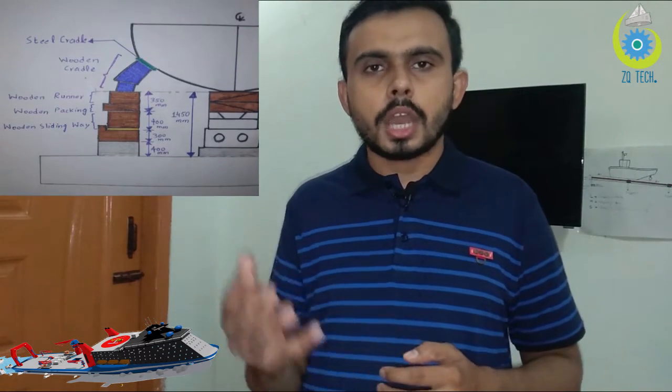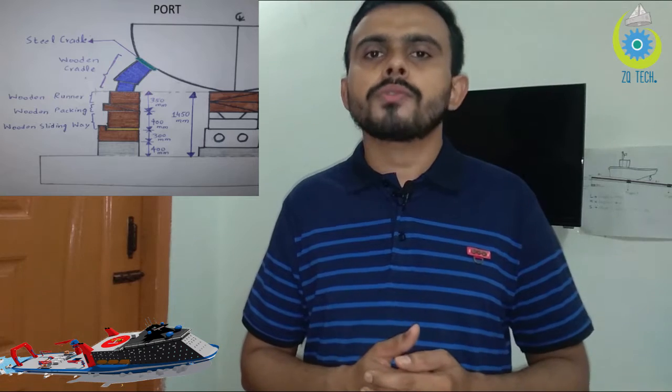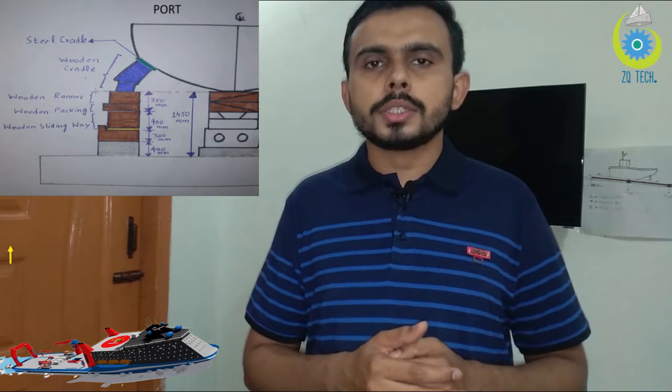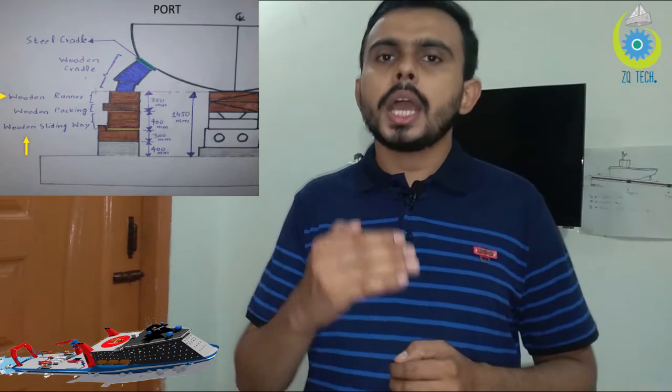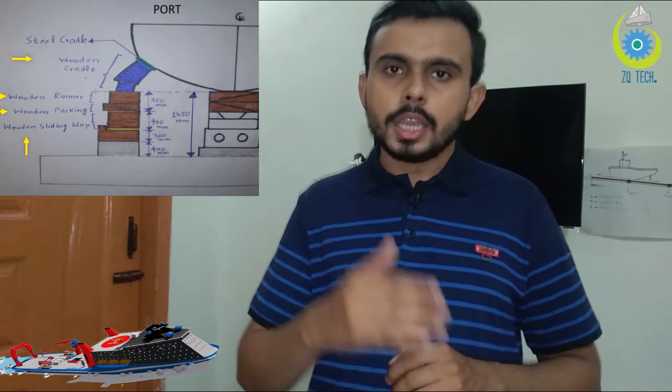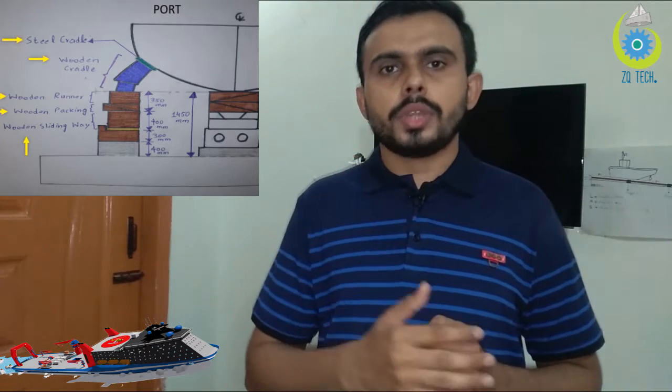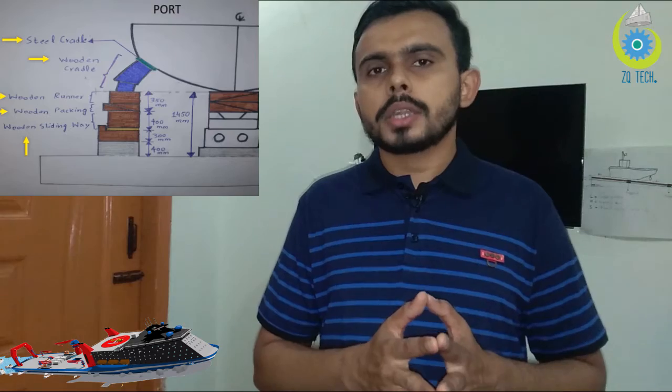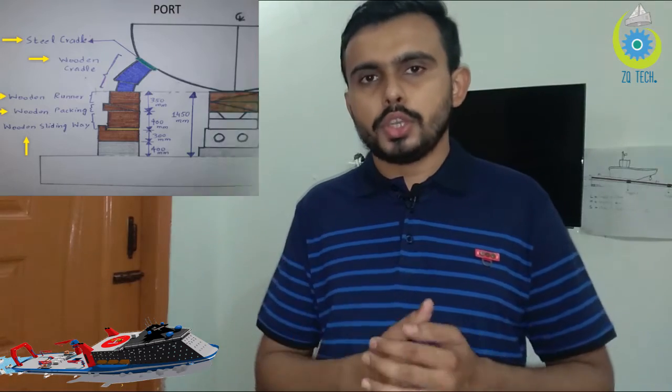Step number 3. Once the ship is ready for the launch, there is need to place launching parts on the starboard as well as on the port side of ship. These launching parts include sliding way, runner, wooden packings, wooden cradle, steel cradle. The details of these parts will be presented later in the video.